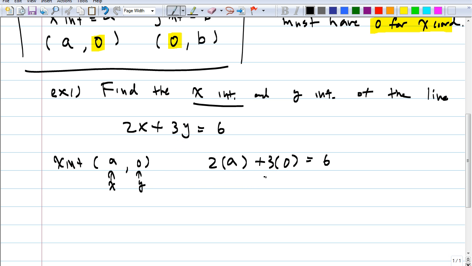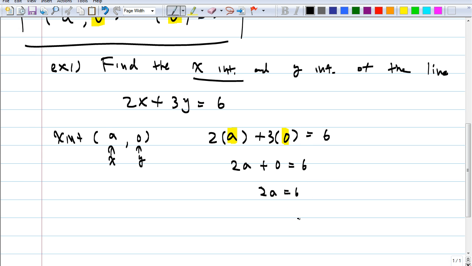Does that make sense? Julia, do you get that? So what do I get when I plug in A for x and 0 for y? Good, 2A. Do you see why it's nice? Because when you multiply by 0, it's 0. Plus 0 equals 6. And that's basically 2A equals 6. So how do I find A? A is equal to?